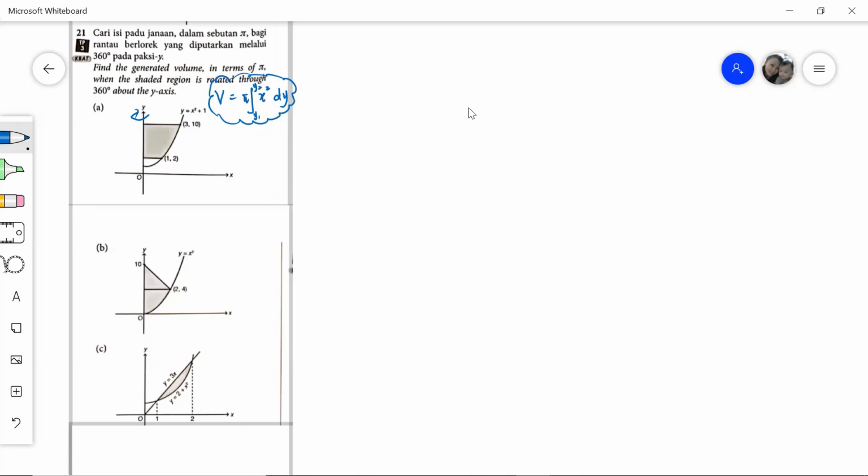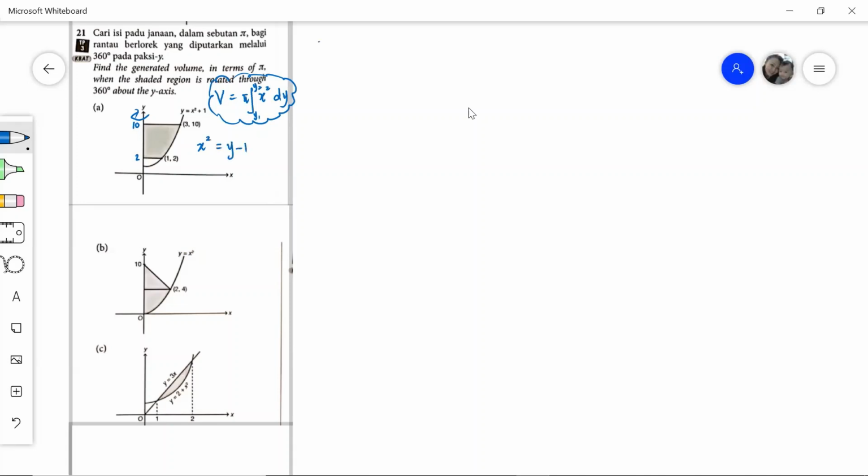Let's look at the first question. We have to find the boundaries on the y-axis. For this one, that will be 2 and 10. Then we just need to integrate x squared. This is y equals x squared plus 1, so let's rewrite it in terms of x squared. So x squared equals y minus 1.